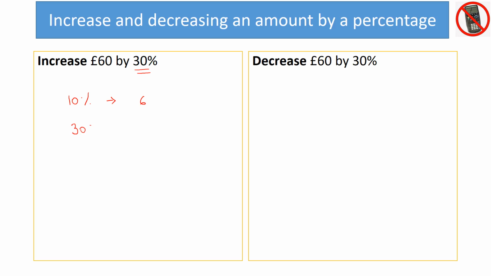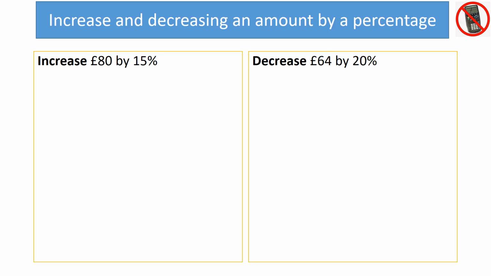Now to work out 30%, which is 3 times more, I simply times it by 3, which gives me 18. Now because I want to increase the original amount by 30%, I need to now add it to the original amount, which was 60, and that is £78. In the next example, which is very similar, the difference is that I want to decrease £60 by 30%, which means that instead of adding 18, I need to take it away, which gives me £42.